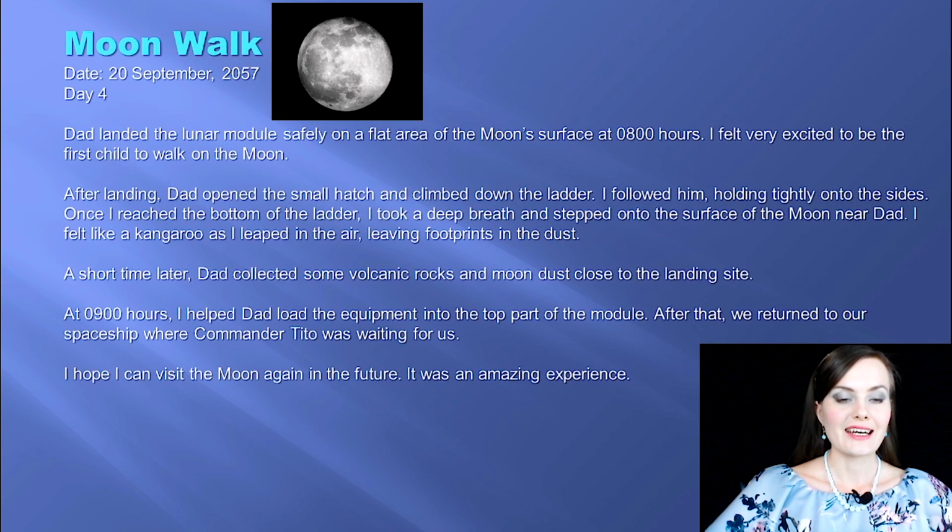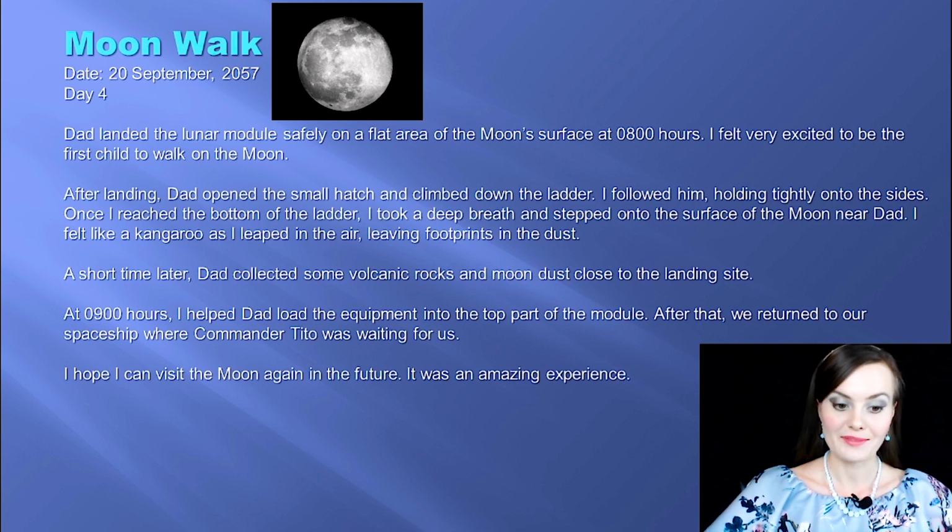So this text is a recount. This recount is a fictional journal entry written by a boy in the year 2057. This boy was the first child to walk on the moon. So, moon walk. Date, December 20th, 2057. Day 4. Dad landed the lunar module safely on a flat area of the moon's surface at 0800 hours.